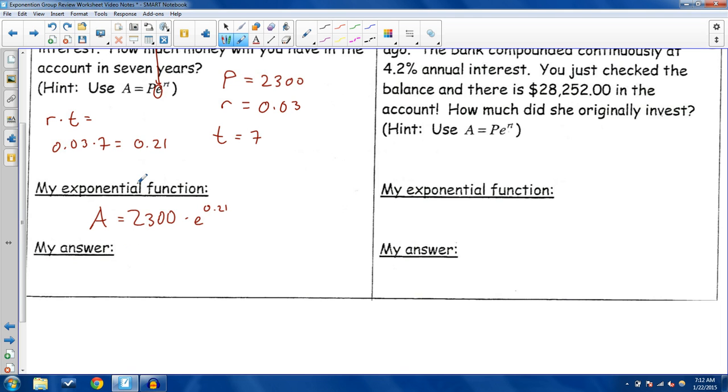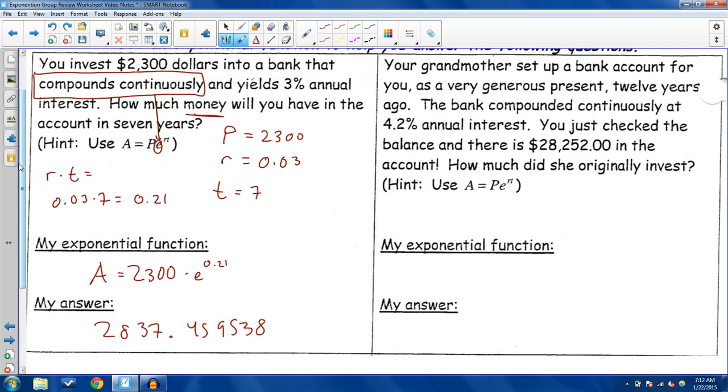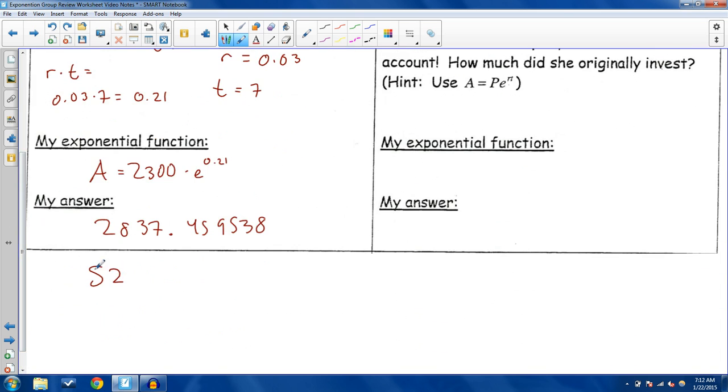Your answer, I have to go to my calculator for this, 2,300 times e to the 0.21 is $2,837. Well, here, the number is 2837.459538. And you're like, okay, well, is that your answer? That's your calculation, but what do you need? How much money? So this unit is in dollars, and for this to be in dollars, you also might want cents. For cents, we go only to the hundredths place, and we will round.